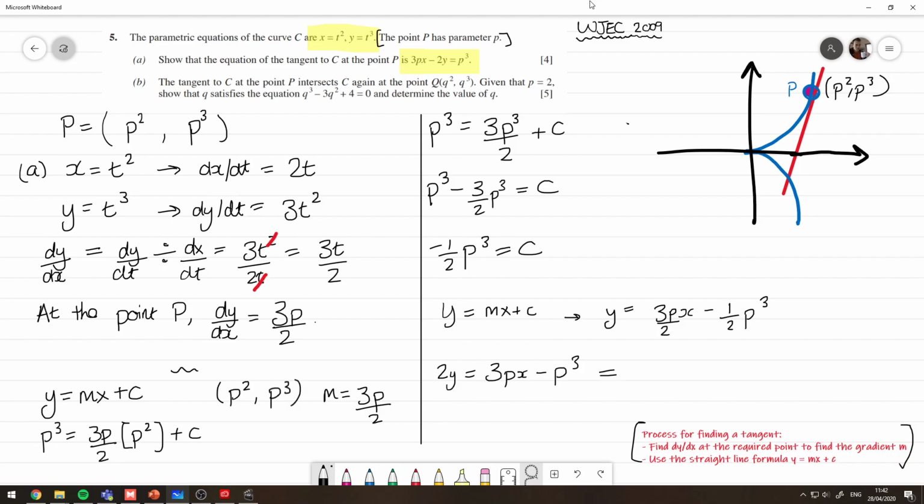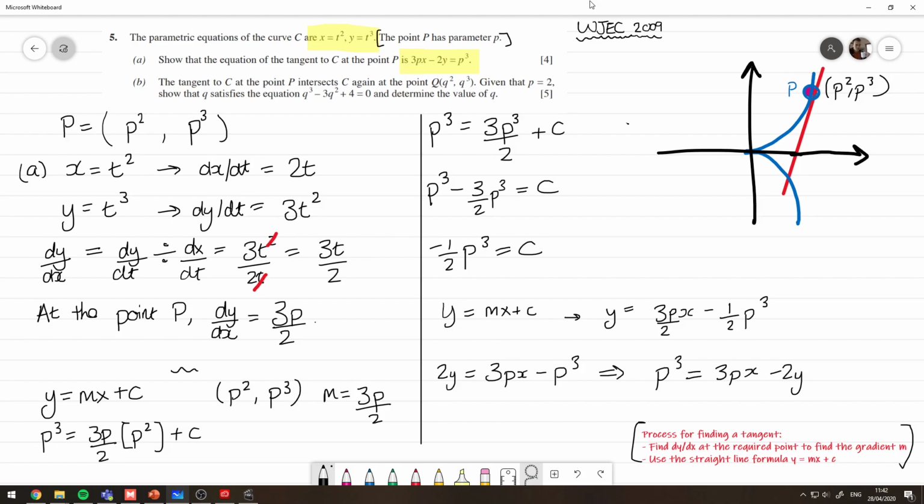So a little bit of rearranging. I'll actually take the p cubed over to the left hand side: 3px take away 2y, and even though I've got the left and right hand sides the other way around, I've got the problem sorted.